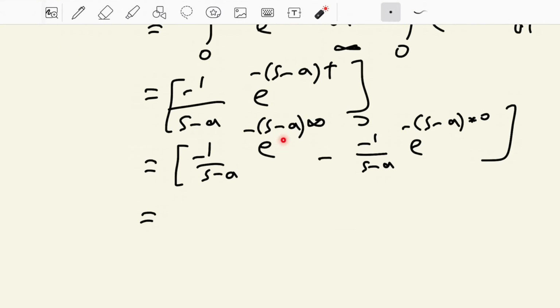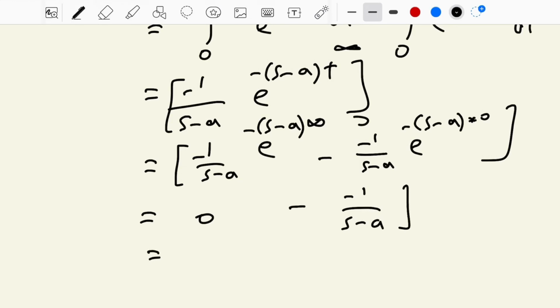This term becomes 0 because e to the power minus infinity is 0. So this term equals 0 minus, and e to the power 0 is 1. So it becomes minus 1 over (s minus a). And minus times minus becomes 1 over (s minus a).